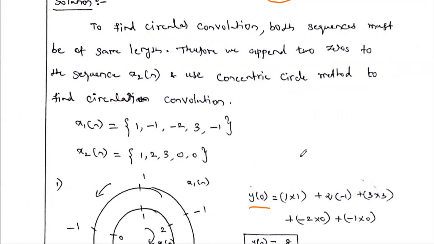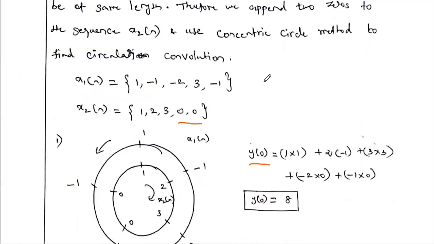What is meant by zero padding? In order to perform the circular convolution process, both sequences must have the same length. Therefore we have to append the proper number of zeros to the sequence x2 of n. For this problem, x2 of n has only 3 data points, so to make it 5 we insert 2 zeros in the last positions. This process we call zero padding. It's a 2 mark question. So this is the first step: write x1 of n, and for x2 of n insert 2 zeros.